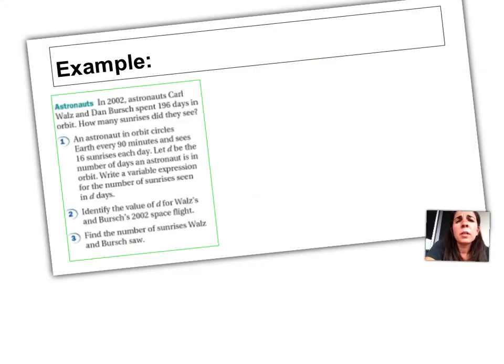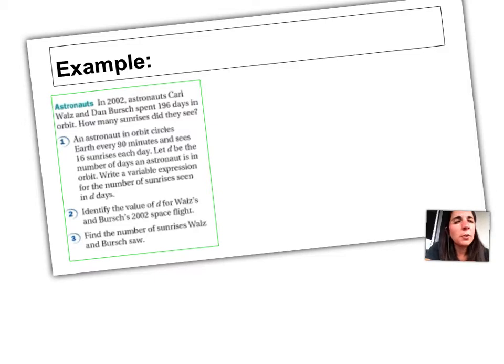Our next example is for writing a verbal model. I'm going to go ahead and read the problem with you. It says, in 2002, astronauts Carl Walz and Dan Bursch spent 196 days in orbit. How many sunrises did they see? Before we can answer that question, we need a little bit more information. So let's take a look at number 1. It says, an astronaut in orbit circles the Earth every 90 minutes, and they see 16 sunrises each day. Let D be the number of days any astronaut is in orbit. Write a variable expression for the number of sunrises seen in D days.